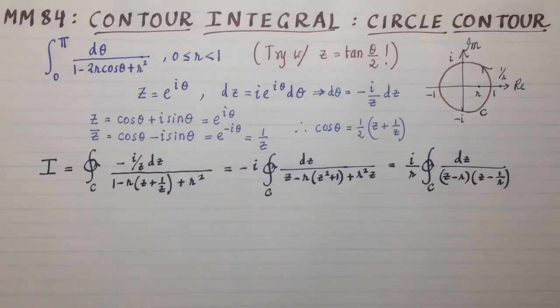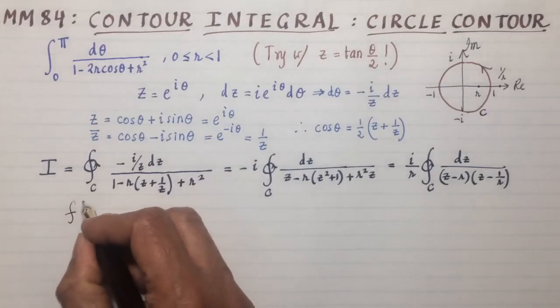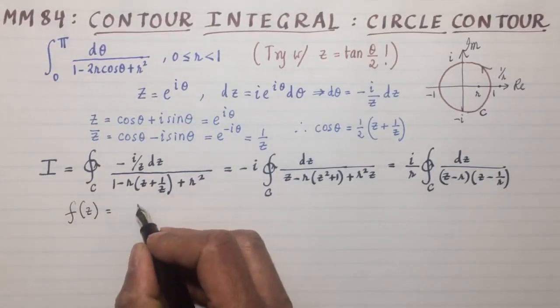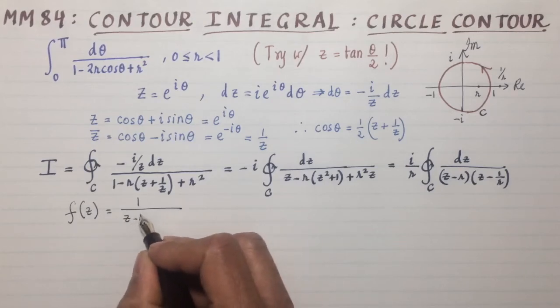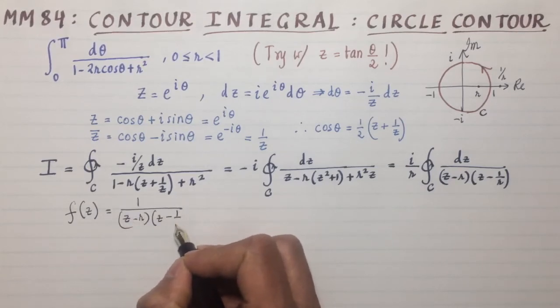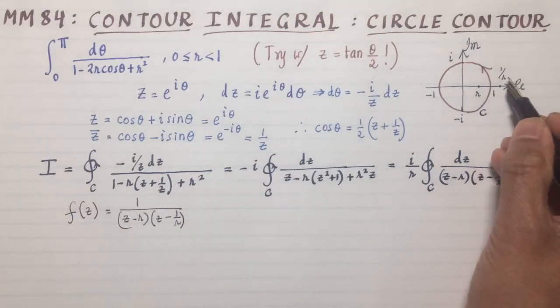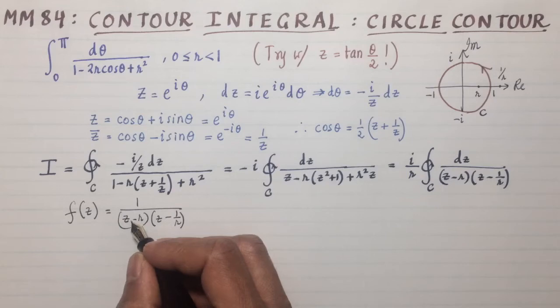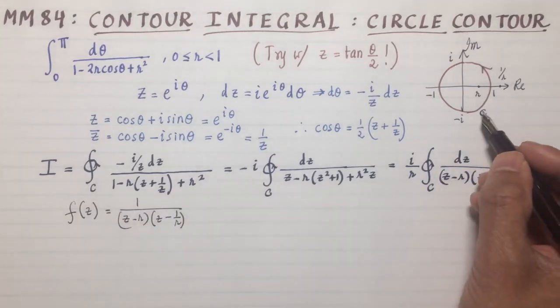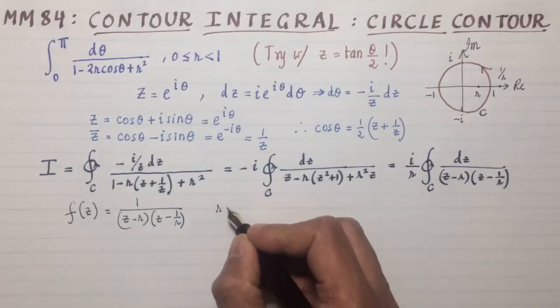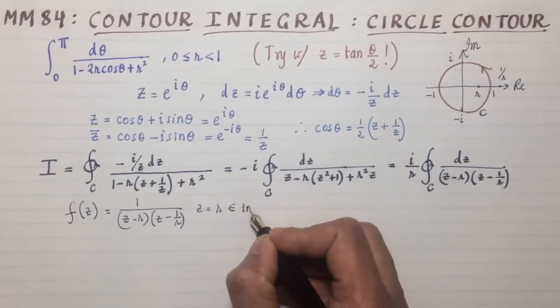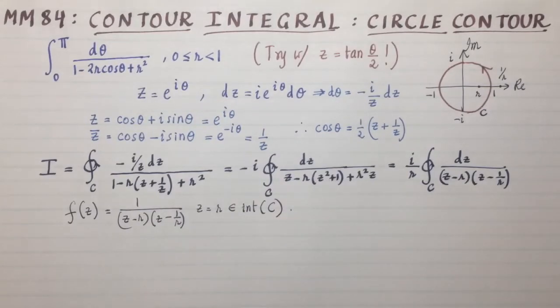The function f of z that we are interested in now is analytic everywhere except at the simple poles. The pole that is outside does not concern us, because the residue theorem of Cauchy just talks about the pole that's inside the domain of the circle, in the interior of C. So only z equals r belongs to the interior of C.